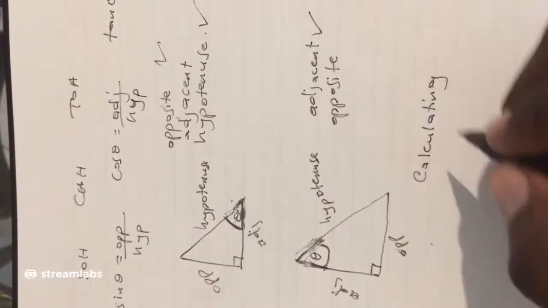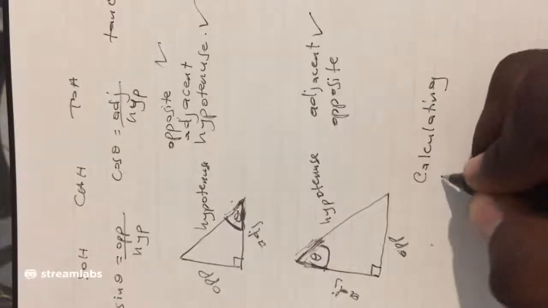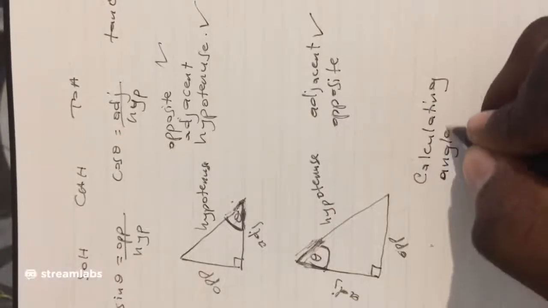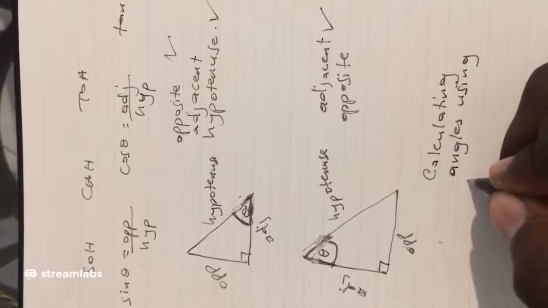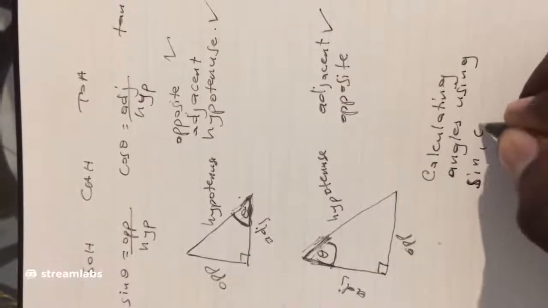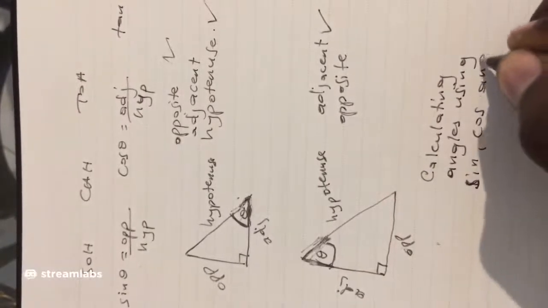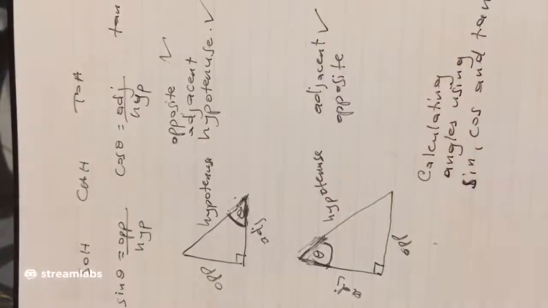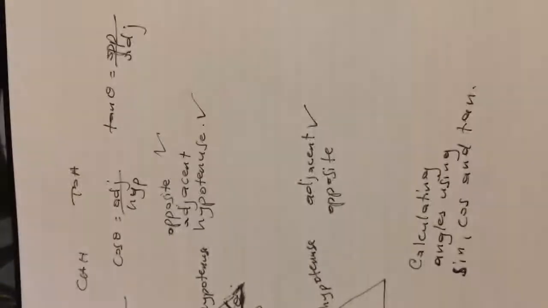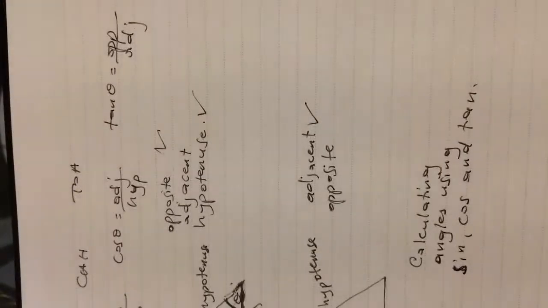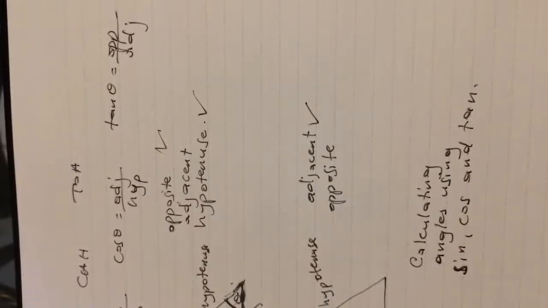So calculating angles using sine, cos, and tan. Sine, cos, and tan are a shortened way of saying sine, S-I-N-E, cosine, and tangent. Alright, you can use a phone. You can definitely use a phone.